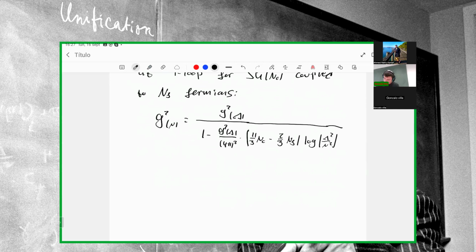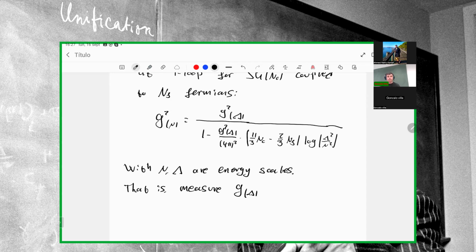Okay, so the idea is that mu and lambda are energy scales. What this means is, I measure g at some energy lambda. That is, I am colliding particles at typical energies lambda. Then at energy mu, the coupling has changed. The effective coupling has changed, and we observe g of mu.